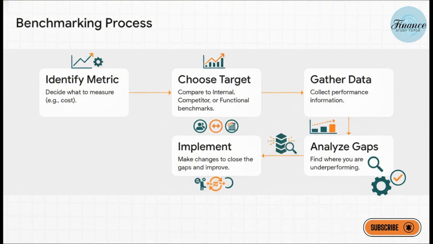You can do internal benchmarking, comparing different teams inside your own company. You can do competitive benchmarking, which is the obvious one, sizing yourself up against your direct rivals. Or, and this is a really clever one, you can do functional benchmarking, where you look at a world-class leader in a specific activity, even if they're in a totally different industry, like a small online shop benchmarking its delivery process against Amazon. The goal is always the same: find the performance gaps and then figure out how to close them.